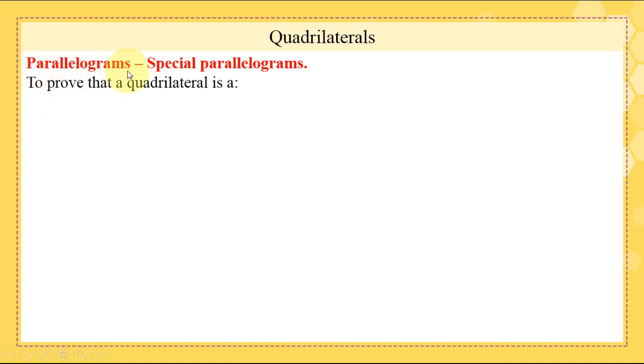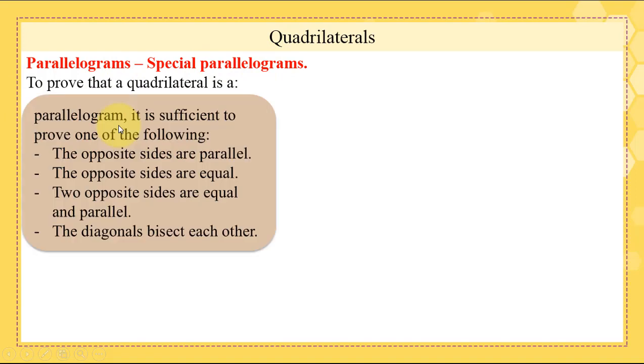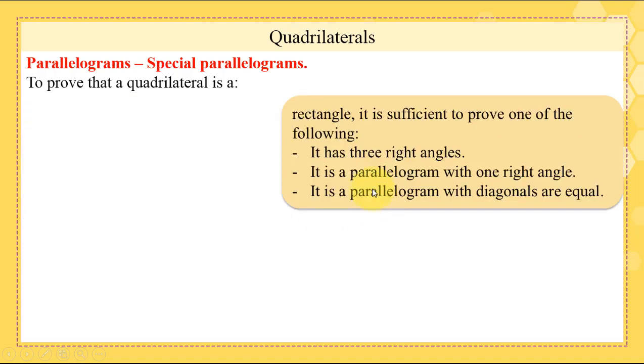Recall about parallelograms and special parallelograms. To prove that a quadrilateral is a parallelogram, it is sufficient to prove one of the following. The opposite sides are parallel, the opposite sides are equal, two opposite sides are equal and parallel, the diagonals bisect each other. Ways to prove a rectangle. It has three right angles. It is a parallelogram with one right angle. It is a parallelogram with equal diagonals.